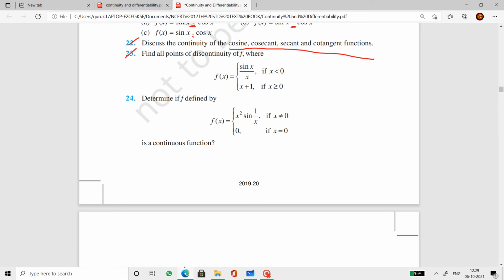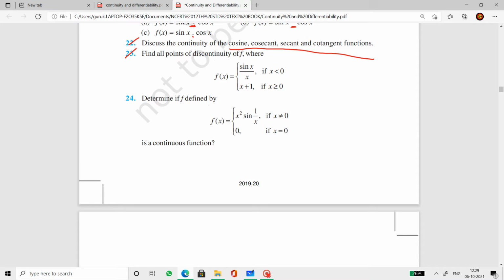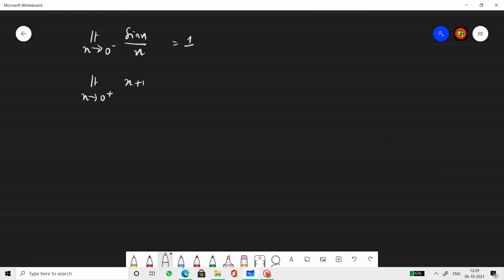Let me look at the question once again. Limit x tends to 0 minus, it is sin x by x. As per the standard limit, limit x tends to 0 of sin x by x is 1. And limit x tends to 0 plus of x plus 1 will also be 1. So limit x tends to 0 minus is equal to limit x tends to 0 plus. That means LHL equals RHL, so it's continuous at 0.